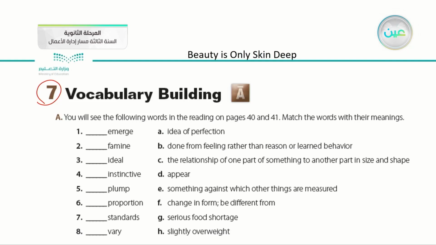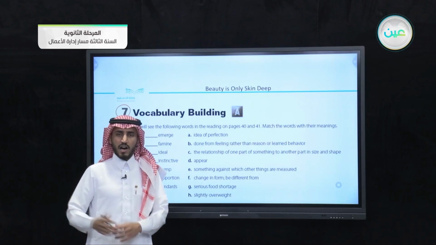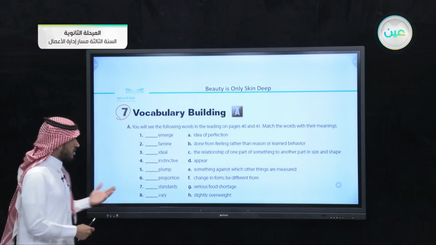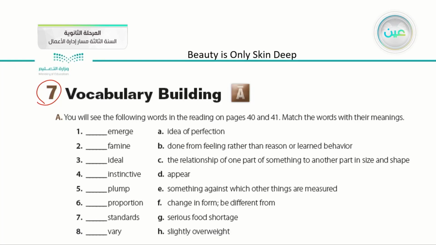In this part, we had 8 words that are extracted from the essay. These words: emerge, famine, ideal, instinctive, plump, proportion, standards, and vary. We talked about the meaning of each one of them. We explained them. We started with emerge. We said it means something that comes from nowhere to existence. Number 2, famine, people dying from the shortage of food.